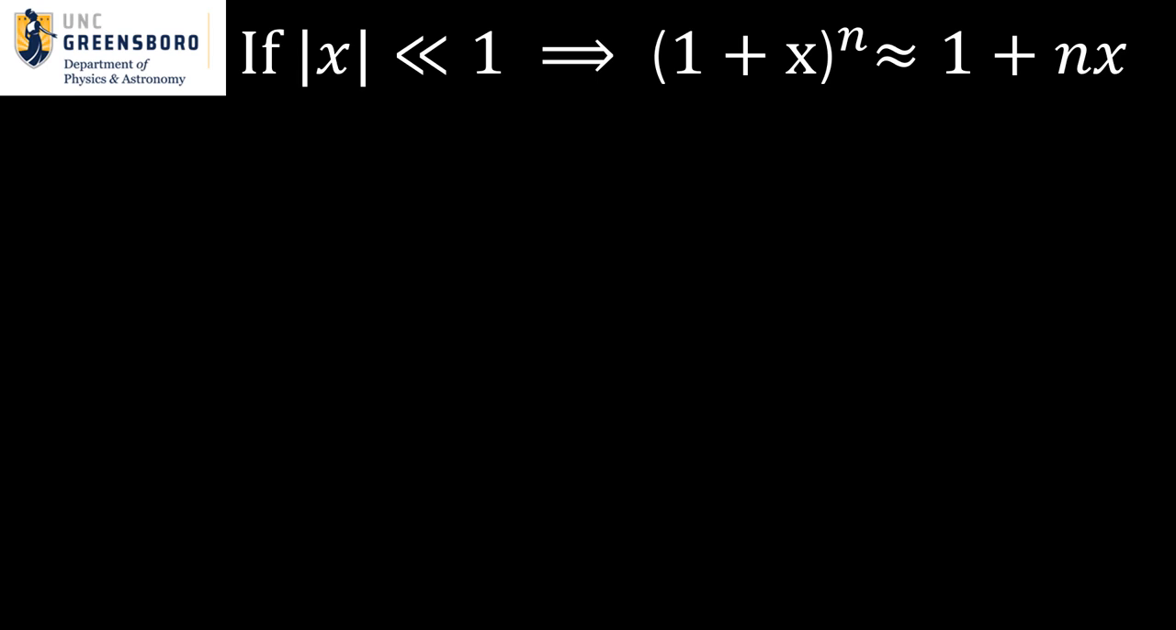So I'm not going to go through and show the whole binomial theorem and talk about that. I'm just going to focus on one consequence of it. Specifically, if the absolute value of x is much less than 1, then the quantity 1 plus x raised to the n power is approximately equal to 1 plus nx.